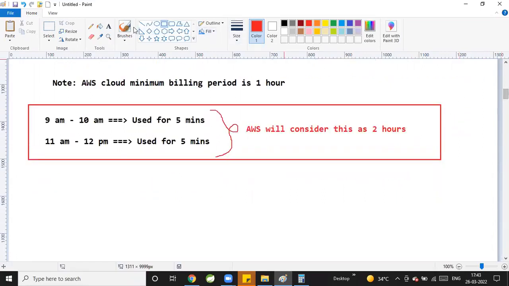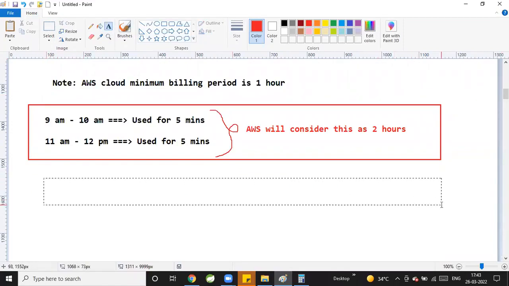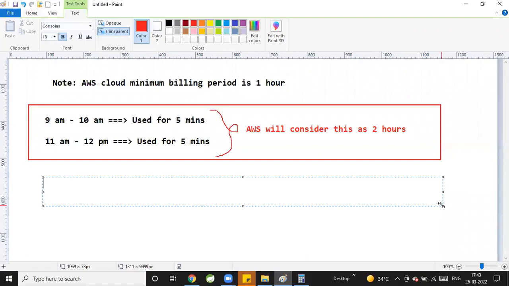Guys, if your AWS instance is stopped, will it be considered for the billing time? No, sir. If you are using an elastic IP, then it will be chargeable. If you are using dedicated IPs, then it is chargeable. Normally, if you stop your instance, is it going to be considered for the billing? No, it is not going to be considered for the billing.